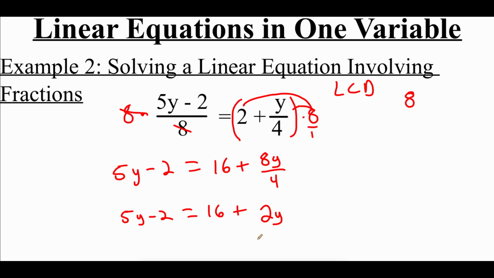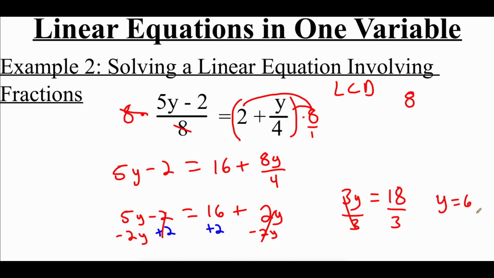Now we want to get all of our variables on one side and all of our numbers on the other side. So I'm going to subtract the 2y from the right-hand side over to the left-hand side. I'm also going to get rid of this minus 2 right away by adding 2 to both sides of my equation. So that's going to leave us with, if we take 5y minus 2y, that's 3y. And then if we take the 16 plus 2, we're going to get 18. So now we need to get rid of the 3 that's in front of the y. To get rid of multiplication, we use division. So we're going to divide each side by 3. And when we do that, we're going to get y equals 6 as our answer.